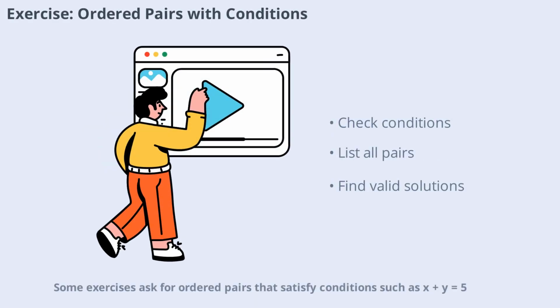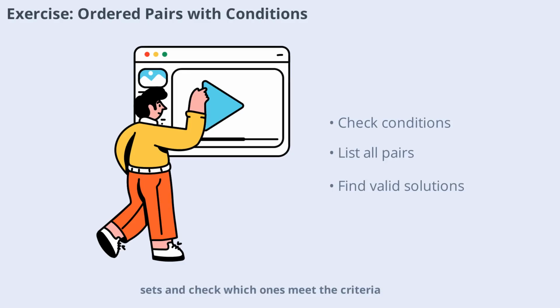Some exercises ask for ordered pairs that satisfy conditions such as x + y = 5. List all possible pairs from the given sets and check which ones meet the criteria. This methodical approach ensures you find all valid pairs.